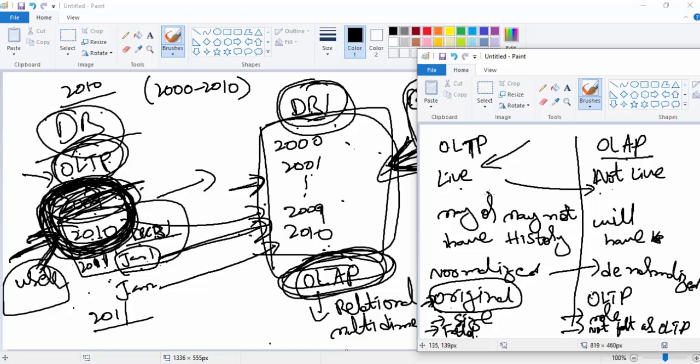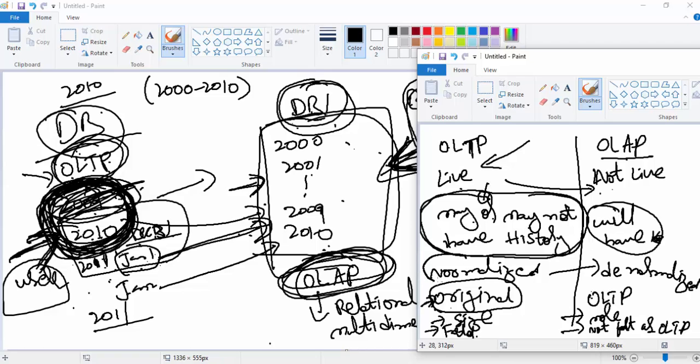And OLTP may or may not have the history, because at the beginning in 2000, I have only one database, that is the OLTP. Since the data is very small, I can store the history also, because I started my company in 2000 and will not have much history. Now in 2001, I might still use the 2000 data because the records are very few, so I am fine. So it might have the history, it might not. But now in 2010, as the size has grown, you are not storing all the unwanted records. So OLTP might or might not have the history, but OLAP will have the history.